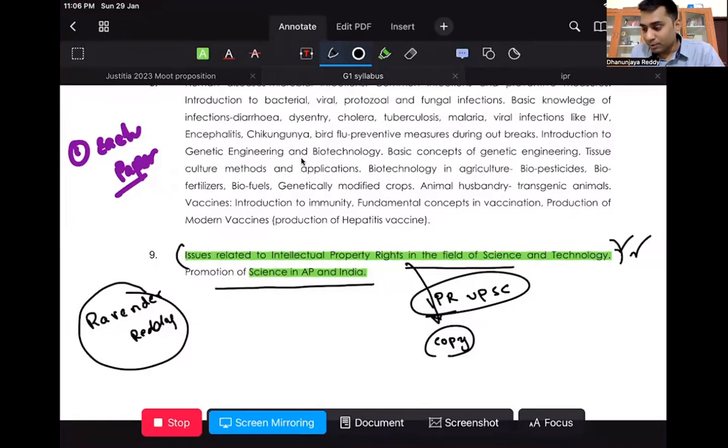Now look at this. Promotion of science in Andhra Pradesh. Whenever they ask an Andhra Pradesh related thing in mains, the source is the Socio-economic Survey of Andhra Pradesh. What you have to do? Now see it. I'll show you how you have to look at it. Right. I'll share one more thing: how you have to look at the socio-economic survey. That is what I'm saying. Right. Now let's go for this.